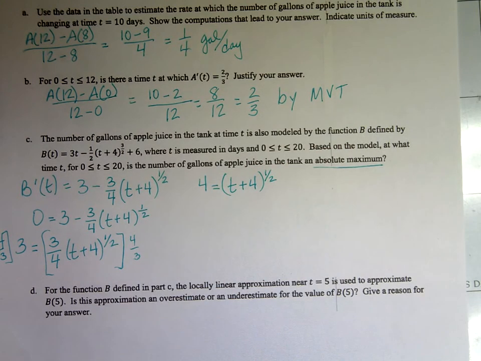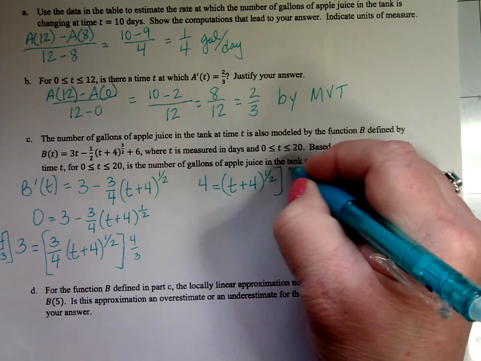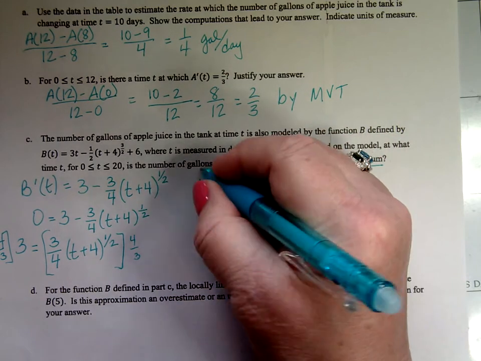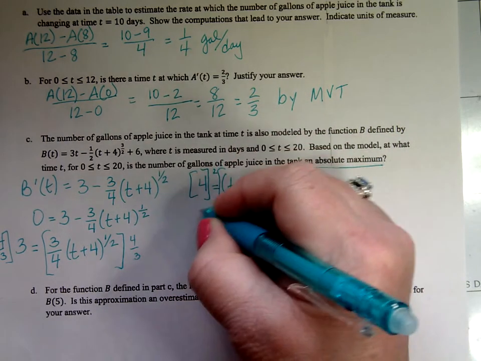I'm trying to dig to t. This 1/2 power's got me all messed up. That's like a square root. So how do you get rid of a square root? Well, you square both sides. So now I'm going to square both sides. Squarey, squarey. Gives me 16 equals t plus 4.